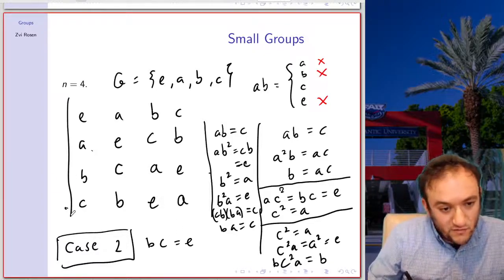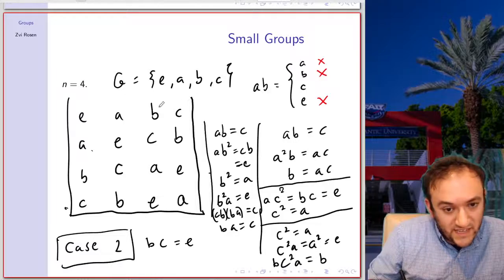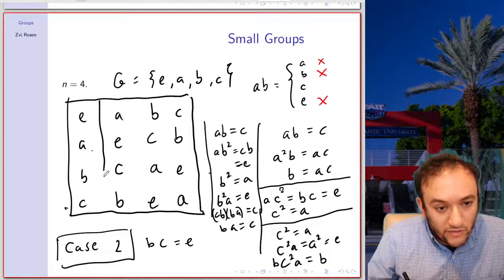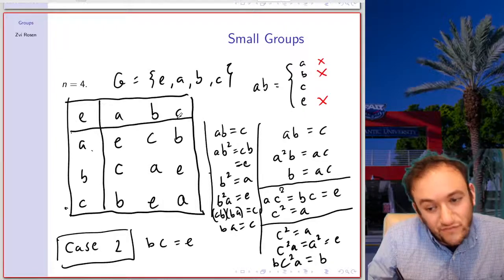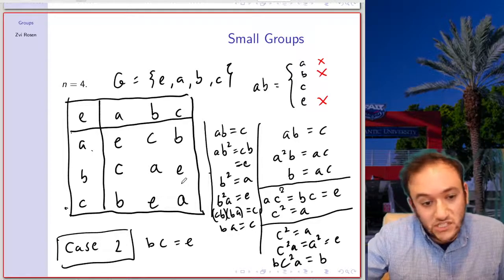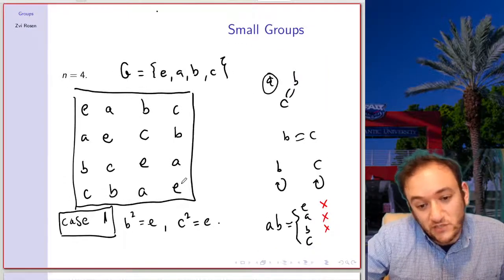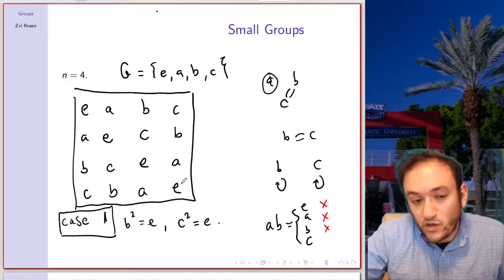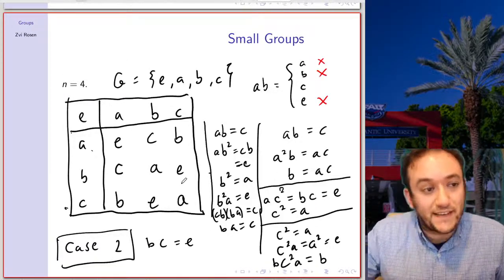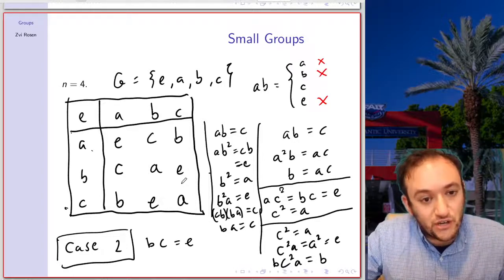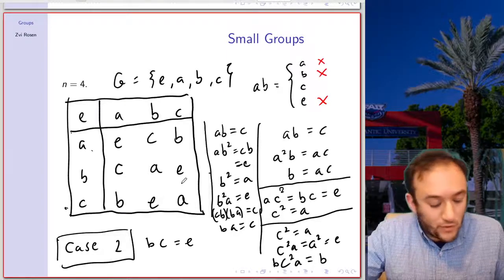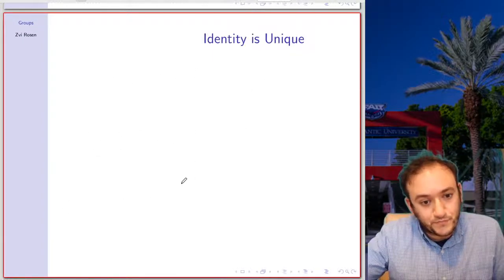So all we did was deduce all of these entries after we specified that BC equals E. What we can deduce from this is that there are exactly two groups of size 4, one of which has this multiplication table, and one of which has this multiplication table. Okay, and we'll go into those groups later. But you can see that already the group axioms give us a lot of structure and specify a lot of information that we wouldn't necessarily assume straight off.